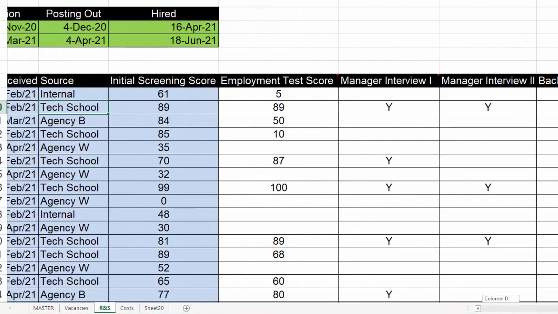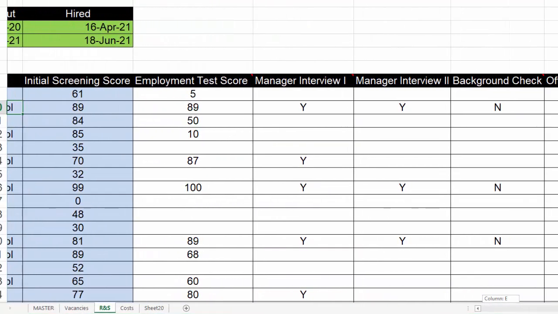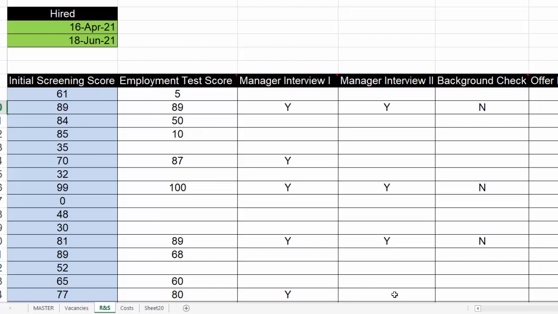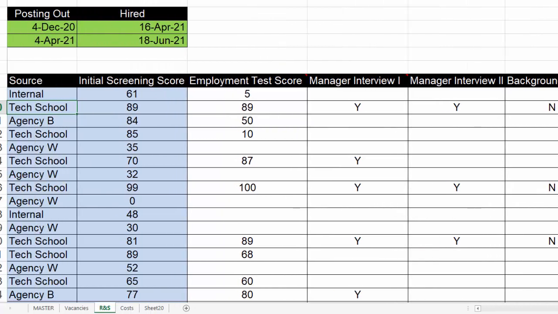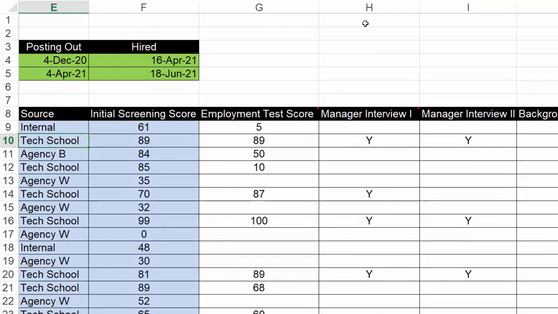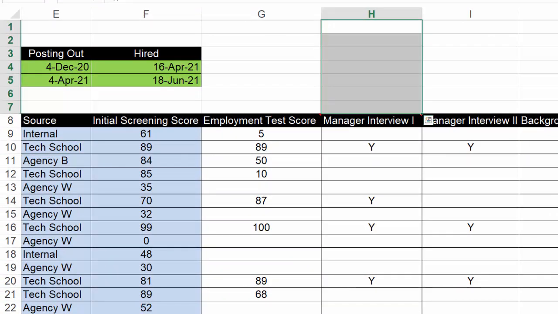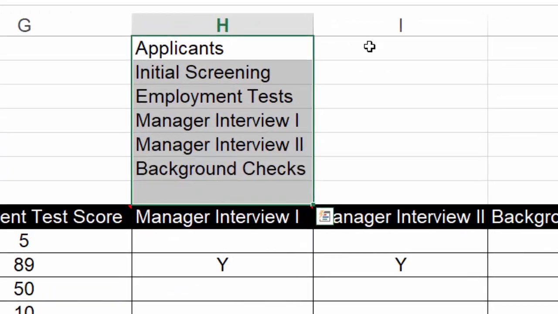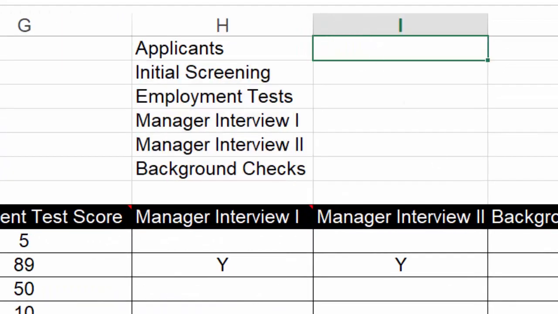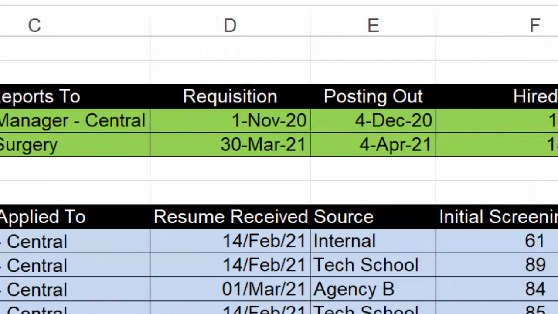Then there are several steps that they had to undergo through selection: initial screening, employment tests, and that employment test might be a combination of more than one test, and we would just score it together. Manager interview 1, 2, background checks, and so on. So what I'm going to do is type in each step here, and we're going to write the number down. I kind of remember how many applicants we got in, but I'll just do it in front of you again.